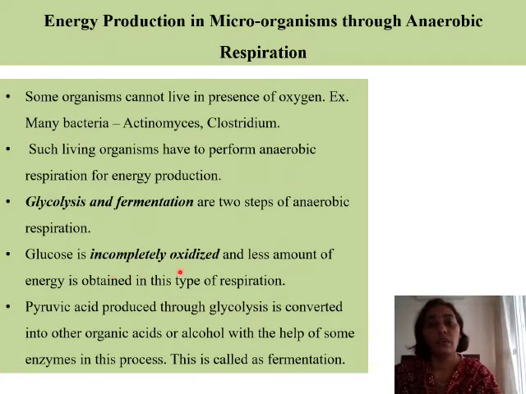Pyruvic acid produced through glycolysis is converted into other organic acids or alcohol with the help of some enzymes in this process. This is called fermentation. So we know that pyruvic acid is the first product that is formed during glycolysis, and this pyruvic acid is then converted to organic acids or alcohol with the help of some enzymes, and this process is called fermentation. So we are going to study about anaerobic respiration in the next coming slides.